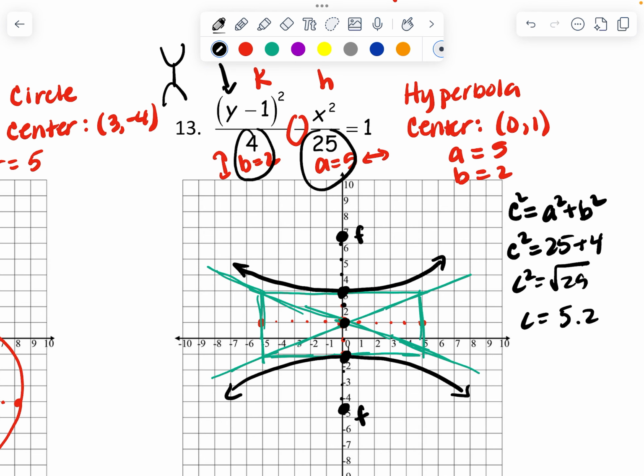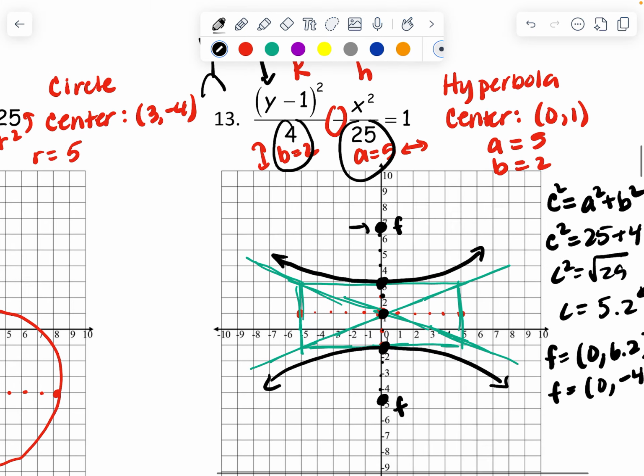If I want to write the actual values of these, so the focus is going to be at the x value 0, the y value is like 6.2 or something like that. And then the other focal point is going to be at 0, like negative 4.2 or something like that. Okay, I don't really know if it's 5.2. You guys, I just kind of made that up, whatever square root of 29 is. Okay. All right, and I think that's it for that.